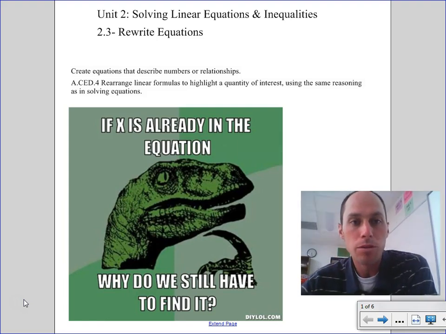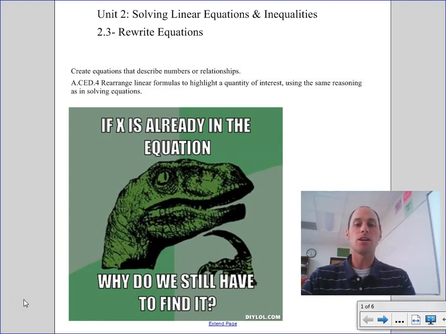Anyway, we're going to build off of that as we solve equations for a given variable. It's going to help us to rewrite equations so that we can get an equation solved for whatever variable we need. So let's get down to it and start working with some examples.